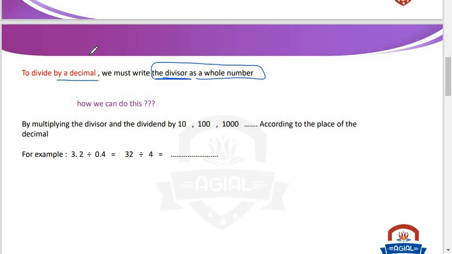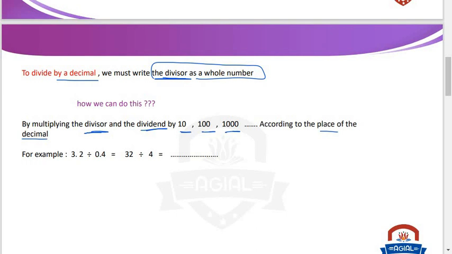By multiplying the divisor and the dividend. If you multiply the divisor, you must multiply the dividend by 10 or 100 or 1000 according to the place of the decimal. Again, before you divide by a decimal number, we must write the divisor as a whole number. But how can we do this? By multiplying the divisor and the dividend by 10 or 100 or 1000 according to the place of the decimal.